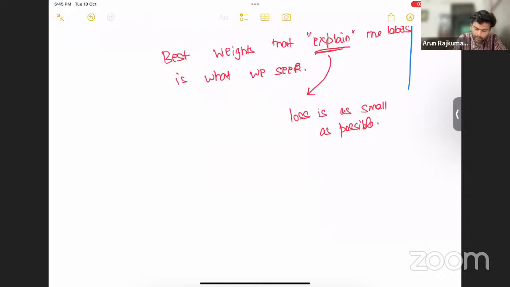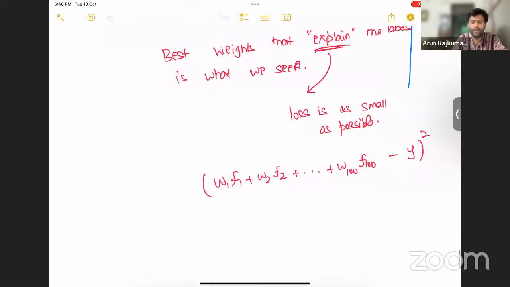The loss is W1 F1 plus W2 F2, where F1, F2 are the features, dot dot plus W100 F100 minus, let's say I call this Y, all squared. So this is what I'm defining as the loss. So these F1, F2 are our number of apples and number of oranges that I bought. If there are 100 fruits, 100 different numbers. These W1 to W100 are what I want to find out.